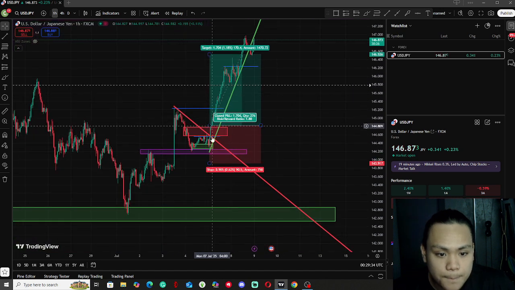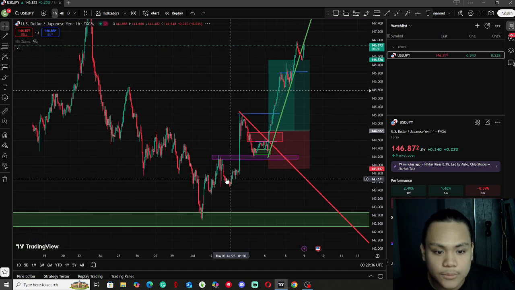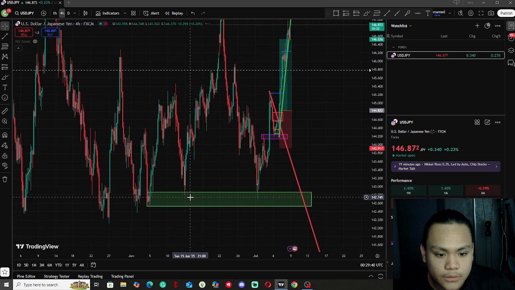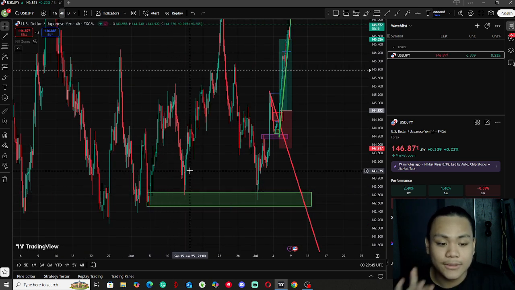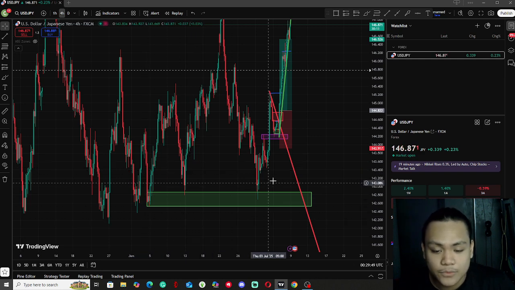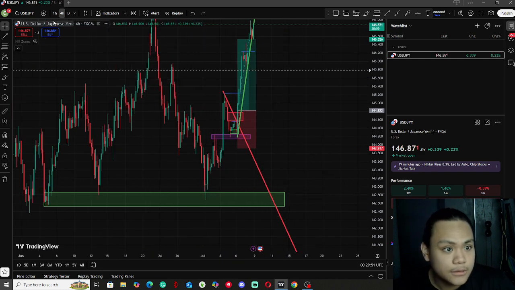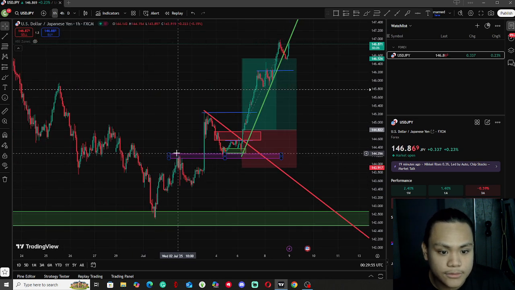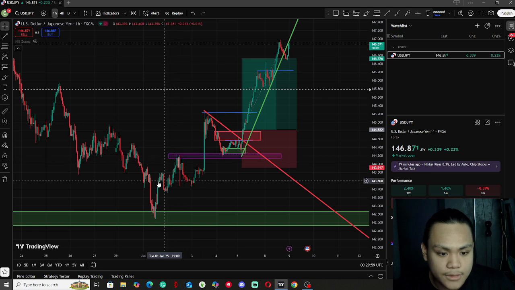So, first thing we see is that it rejected this supply zone right here. I'm not supply, I meant demand zone. It rejected this demand zone right over here. Then it broke this resistance. You see there was a resistance.